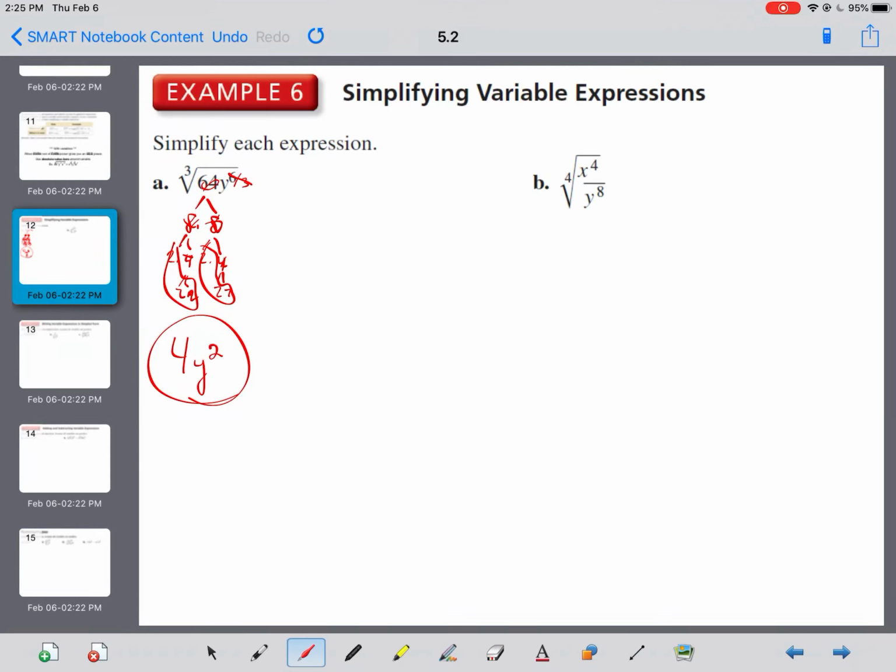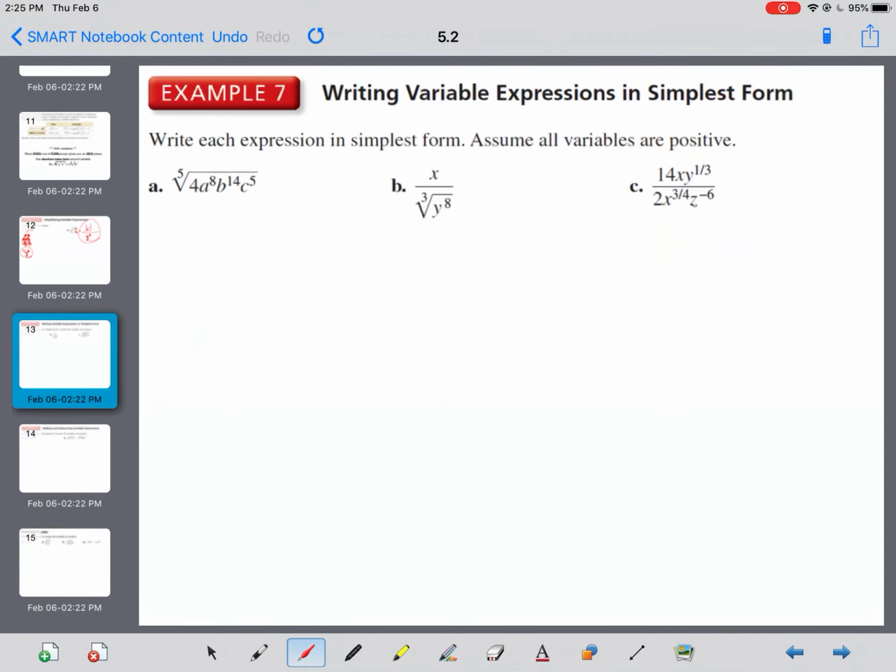Now, when we do the fourth root, we have to watch out for that even, odd situation. We kind of have it here. We're going to divide that one by 4. We're going to divide that one by 4. We get x to the first, even, odd, absolute value. And y squared, even, doesn't need it. Looks just like that.